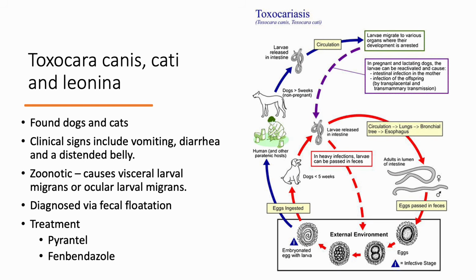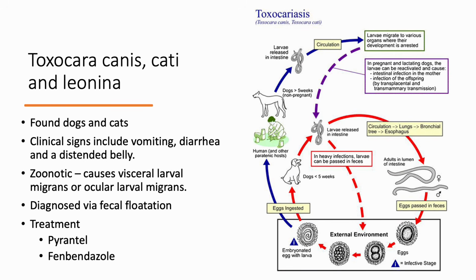In addition, these can cause ocular larval migrans in humans, which means that they can migrate around the inside of your eye. The diagnosis of these roundworms is through fecal float. The ova are pretty light, or less dense than the Fecasol solution, and so they float, whereas the other material in poop sinks to the bottom.